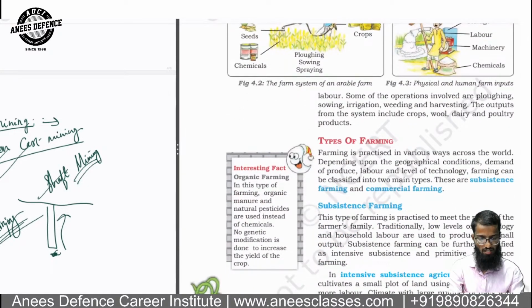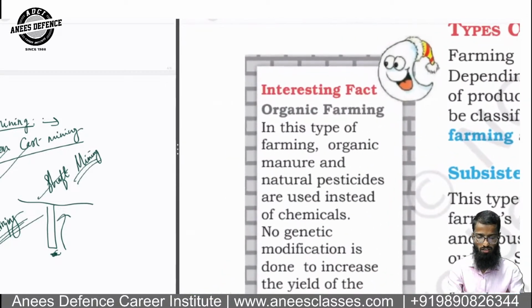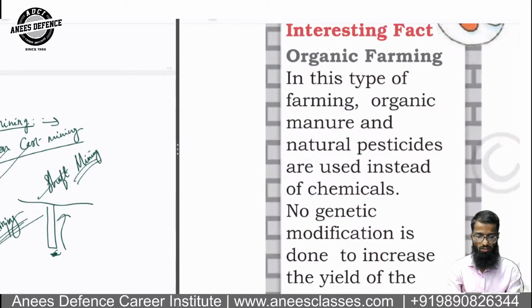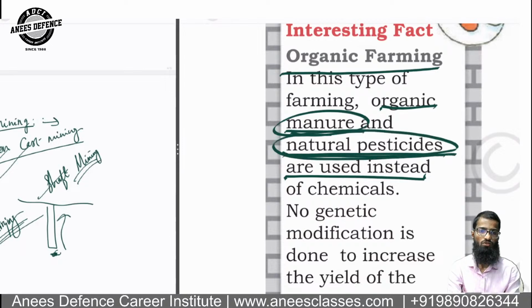Types of farming, यहाँ से इंपॉर्टेंट स्टार्ट होता है. ऑर्गेनिक फार्मिंग किसको बोलते हैं? देखो पहले, ऑर्गेनिक फार्मिंग. Organic farming, in this type of farming, organic manure and natural pesticides are used instead of chemicals.